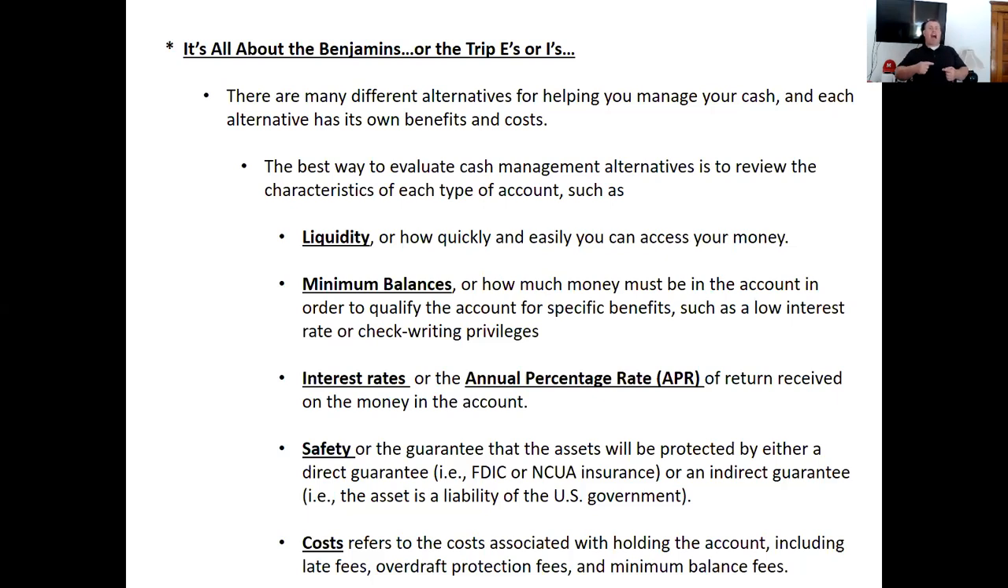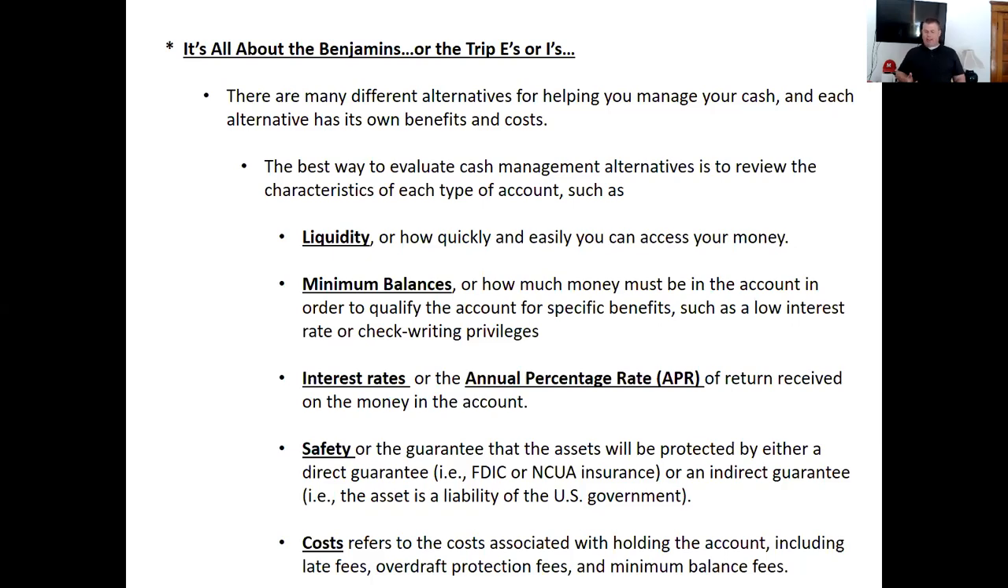Hence why the FBI always gets involved in bank robberies, because the Federal Deposit Insurance Corporation has to pay for it, making it a national issue. The NCUA is the National Credit Union Association, and they do the same thing for credit unions.